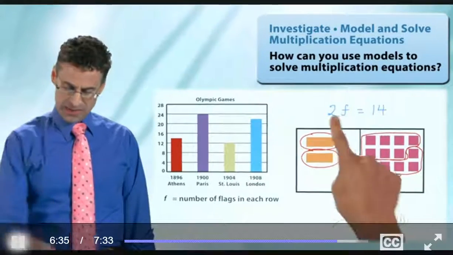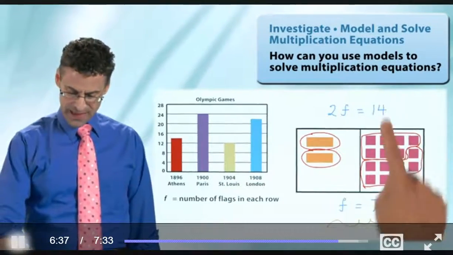So we actually wrote down an equation, and then we were able to solve it using algebra tiles to find the solution.